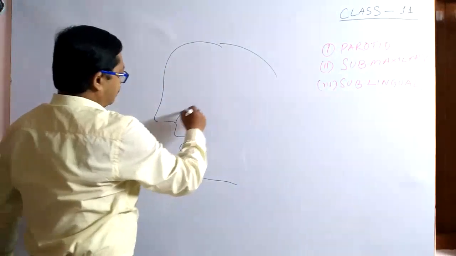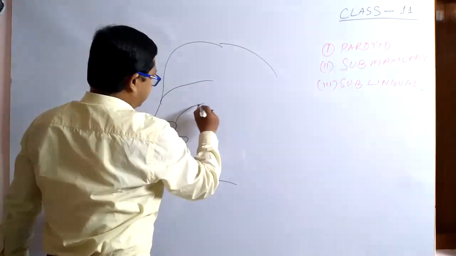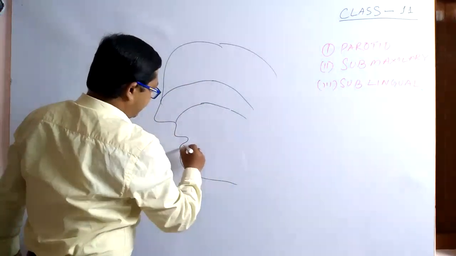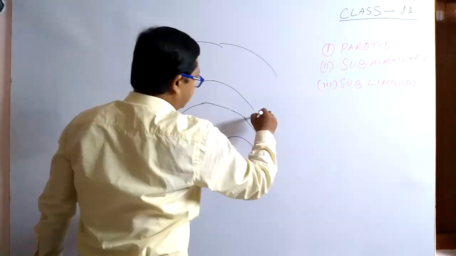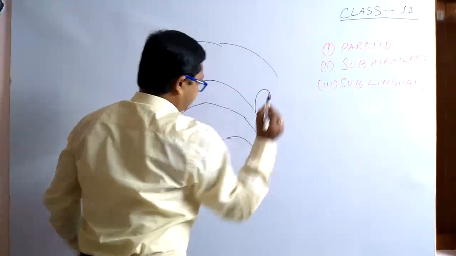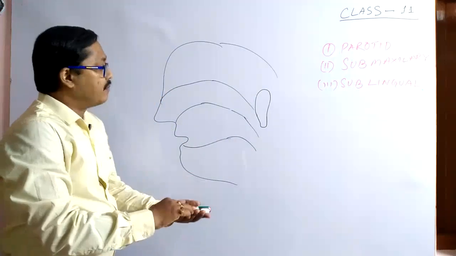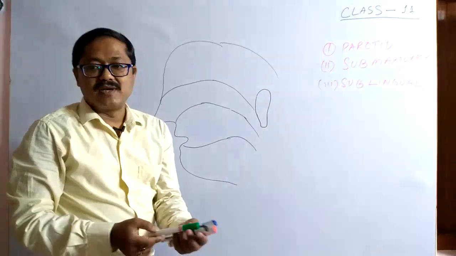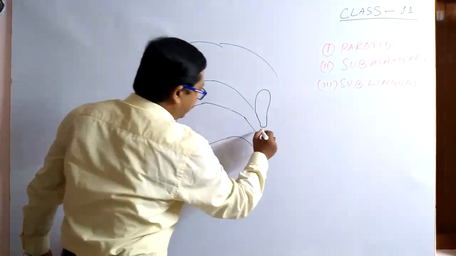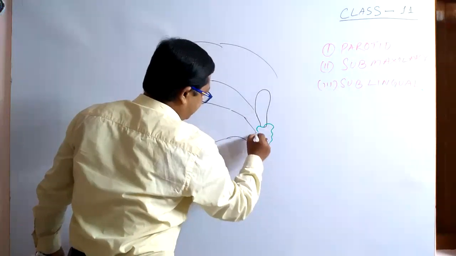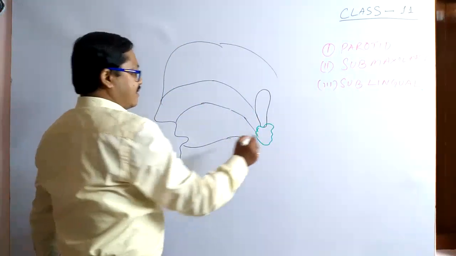This is our nasal passage. This is our buccal cavity, and this is the ear. The first gland is parotid. The parotid gland is present below the ear.